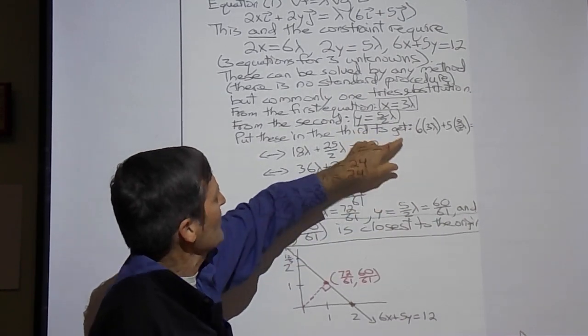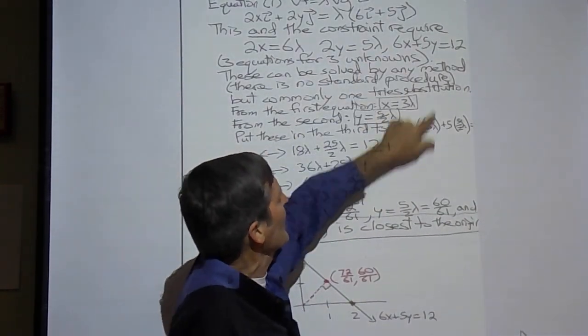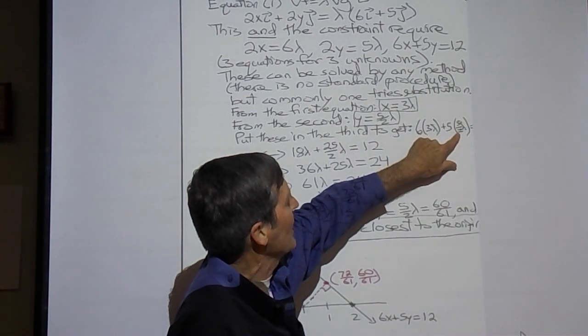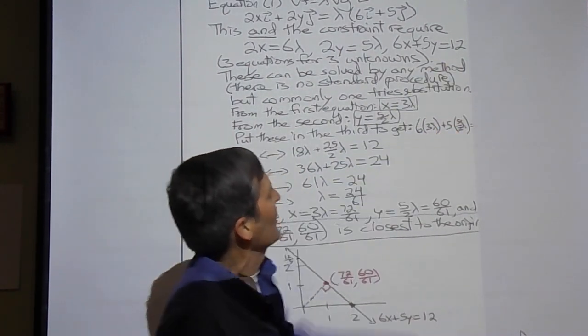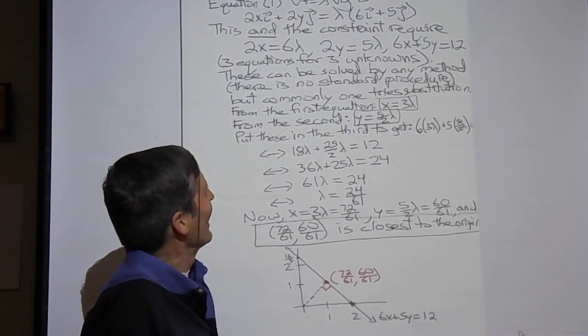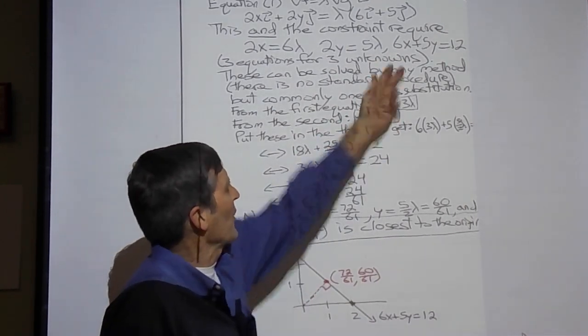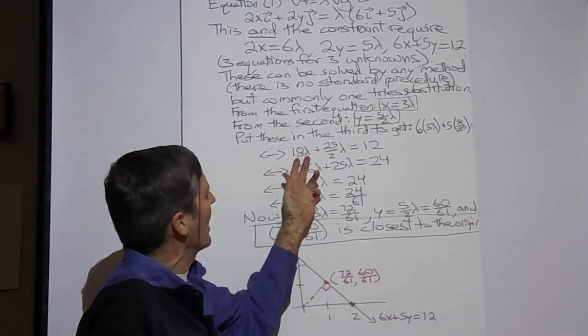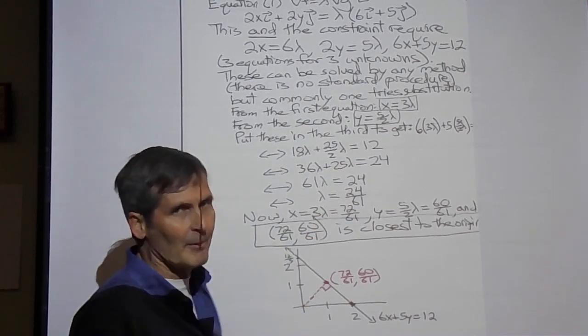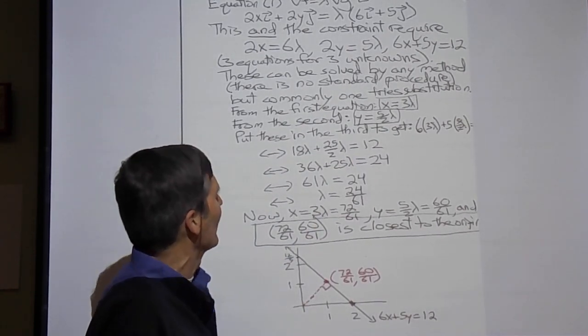And now I substitute those into the third. 6 times 3 lambda plus 5 times 5 halves lambda equals 12. By substituting these into the third equation, we got rid of x and y. We have an equation just in lambda. So sometimes a little cleverness saves you some trouble here.